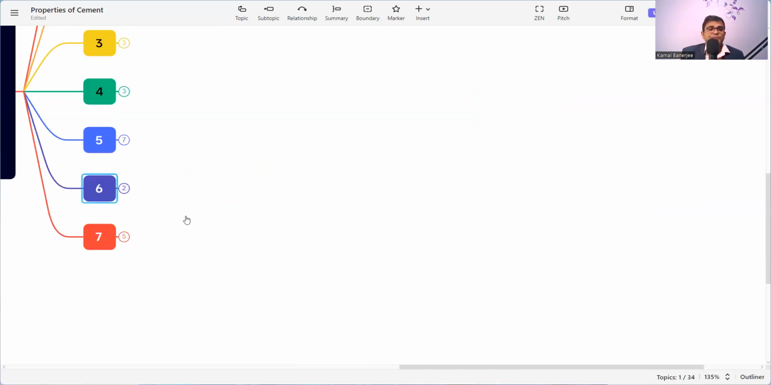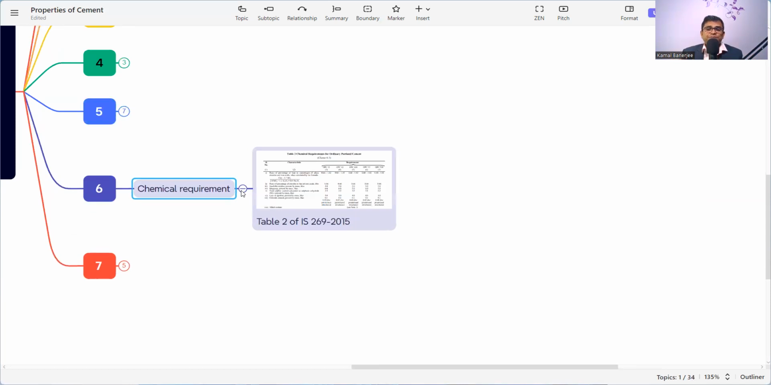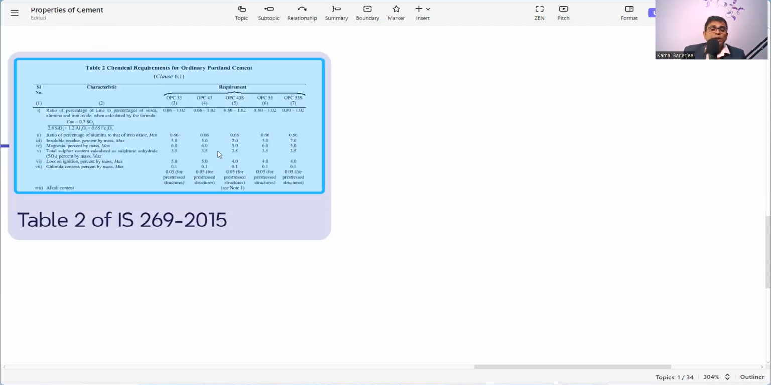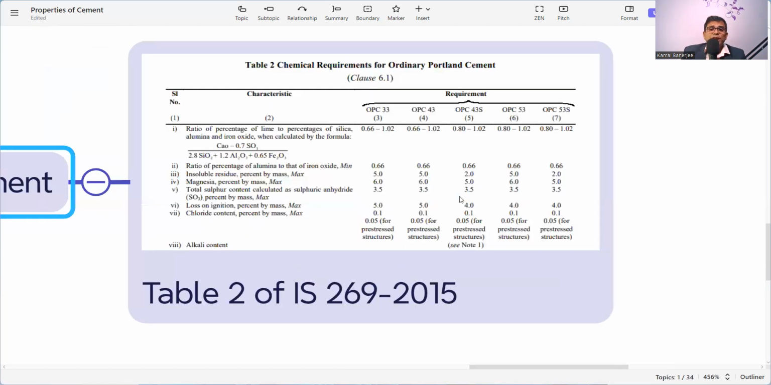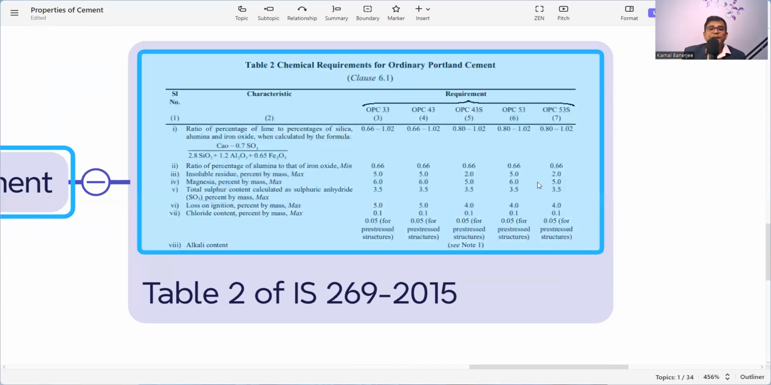The next is chemical requirements. In every cement we know that C3S, C2S, C3A, C4AF, all four are there, but according to the requirement they can change slightly, and that can play a very crucial role in selecting or making the cement. So how can it be? It is in IS 269-2015, Table 2, where the chemical requirements of Portland cement are mentioned.